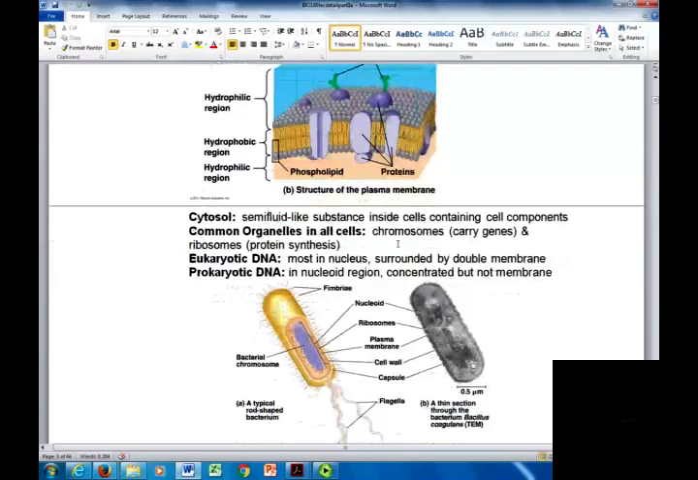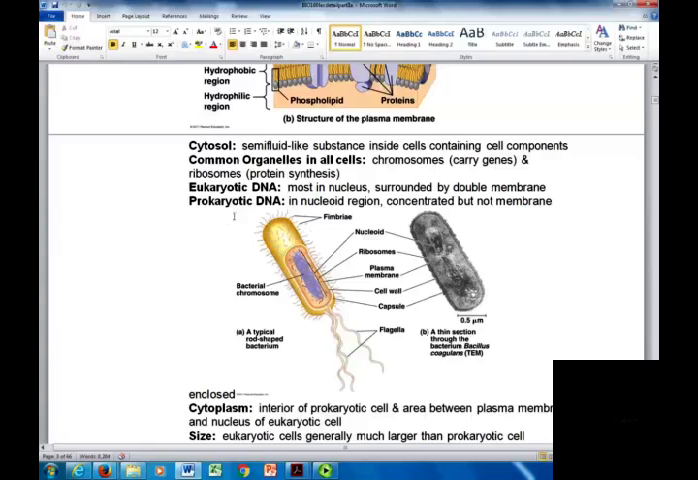So common organelles that you see in all cells are going to have your chromosomes that will carry the genes, and all cells are going to have ribosomes that they use for protein synthesis. The eukaryotic DNA is mostly in the nucleus. There is some extranuclear DNA, but the vast majority is in the nucleus of the cell, and it's going to be surrounded by a double membrane.